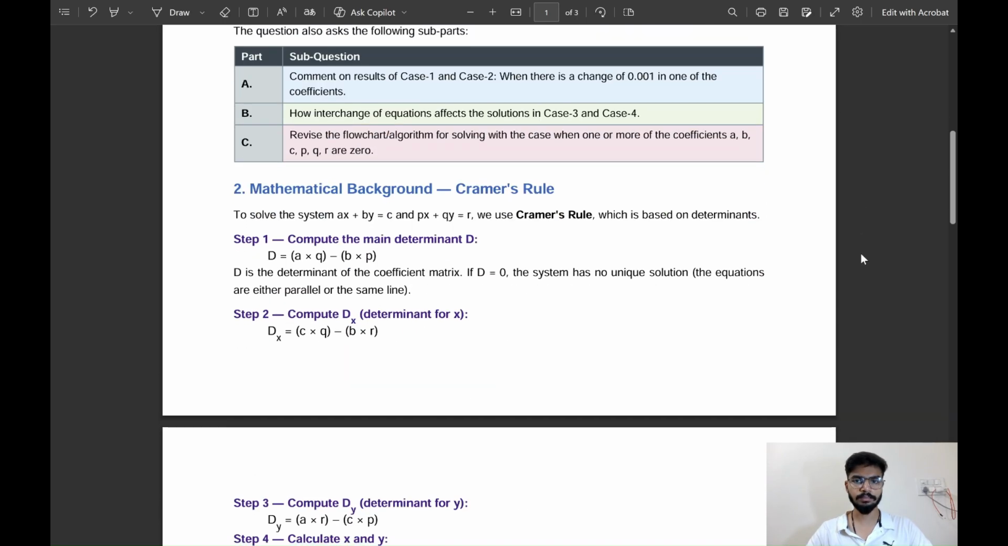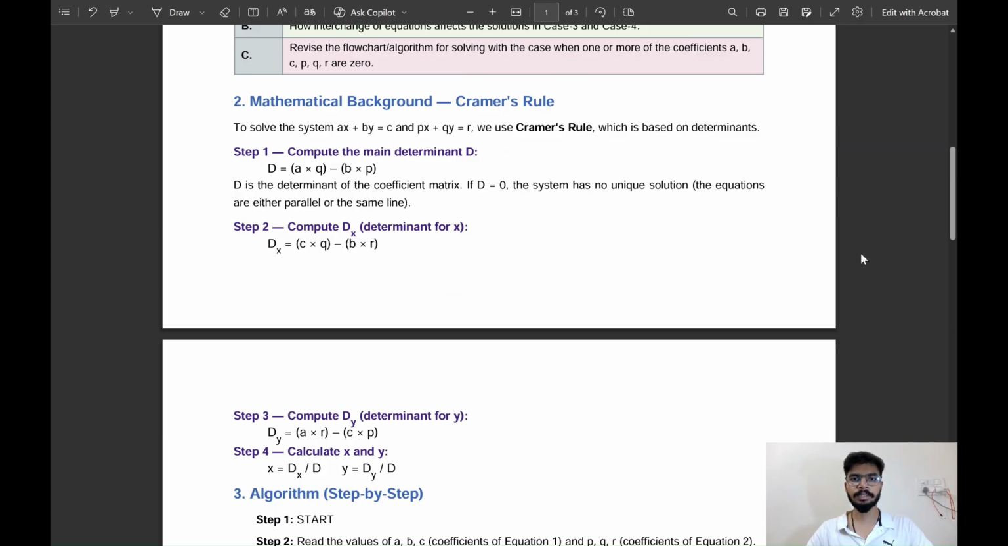So let's go. We will see our question with Cramer's rule. Cramer's rule is basically based on the determinant. For step 1, we will compute our main determinant, that is D is equal to a into q minus b into p, and D is the determinant of the coefficient matrix. If D is equal to 0, then the system will have no unique solution.